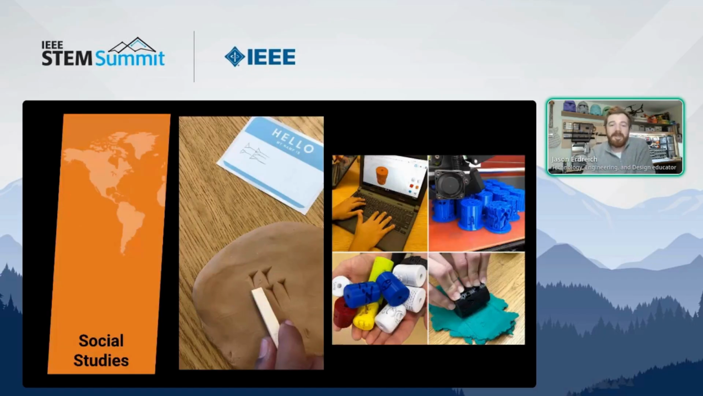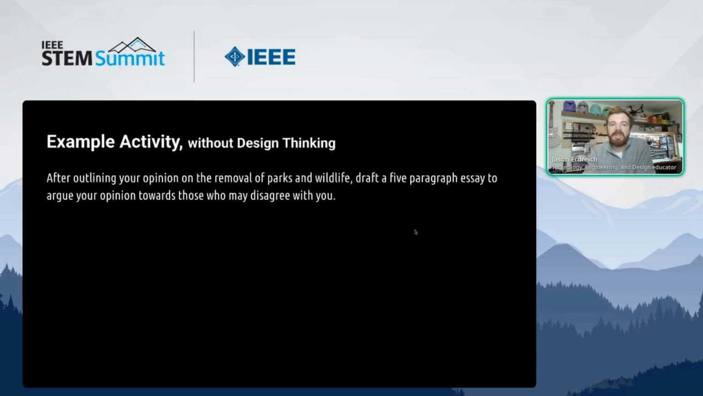Or social studies, where students might be designing some type of ancient tool or maybe making some type of ancient cylinder seal to press out a story, something like that. So we can bring in design thinking and prototyping in virtually any subject as you go through. And just to show that, here's an example activity without design thinking. After outlining your opinion on the removal of parks of wildlife, draft a 5-paragraph essay to argue your opinion towards those who may disagree with you. Right? That's just an example. If you're teaching students some type of opinion-based writing piece, this is a design brief that they might have.